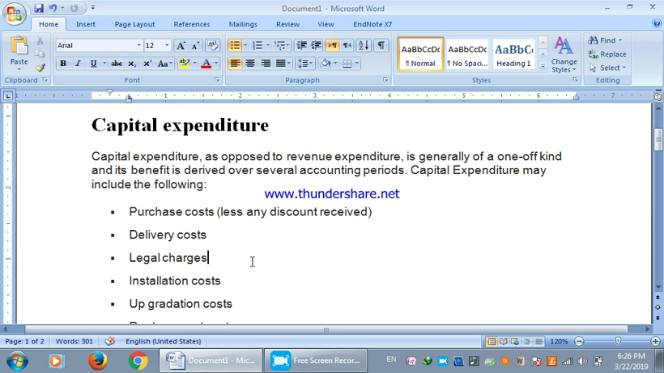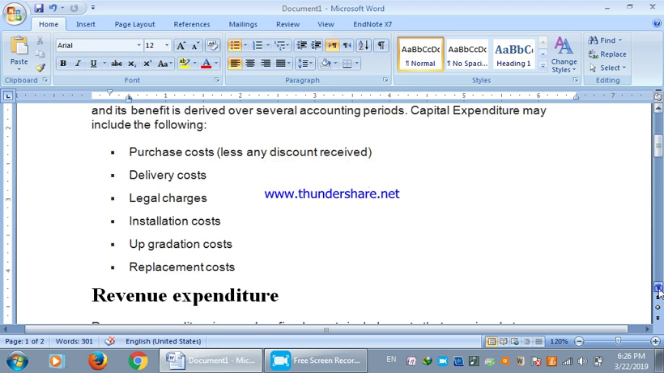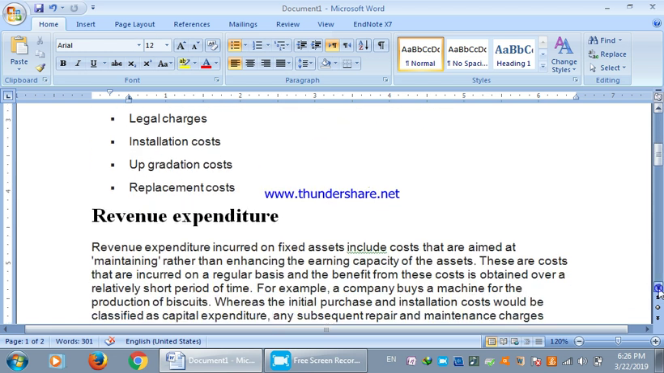We can say that those costs which are intended for the acquisition of assets are known as capital expenditure. For example, if we are going to expand our assets, there are the upgradation costs. These would be treated as capital expenditure, as the benefit would be derived for more than 1 year.